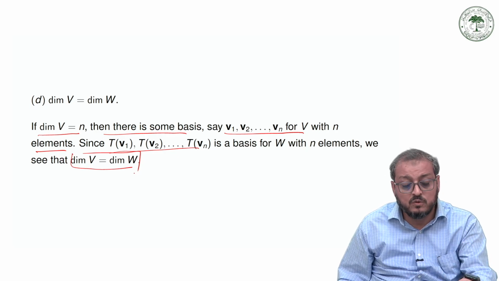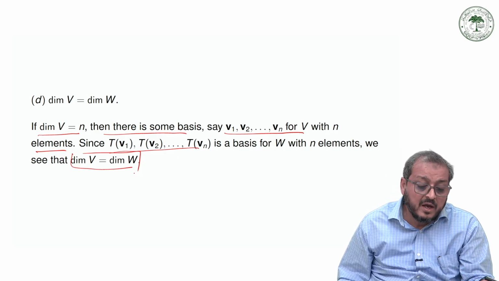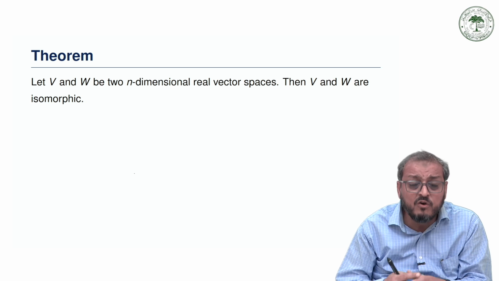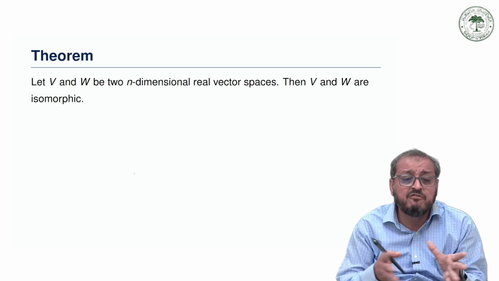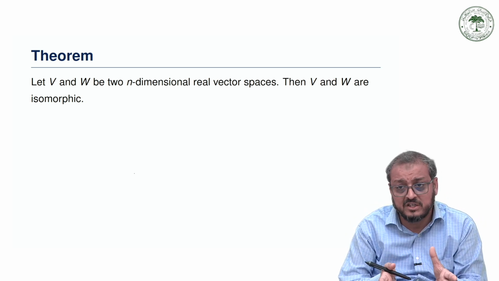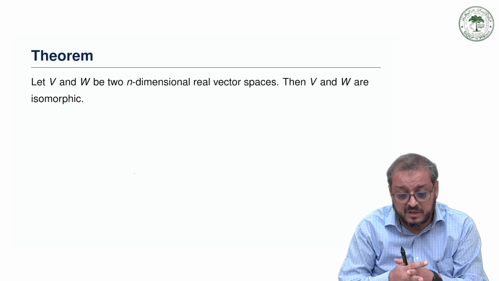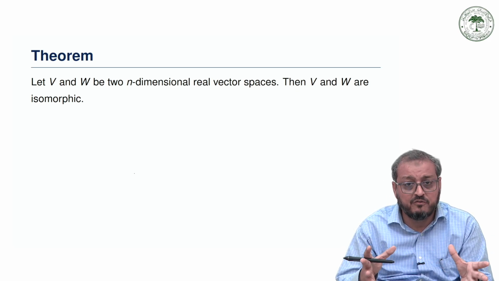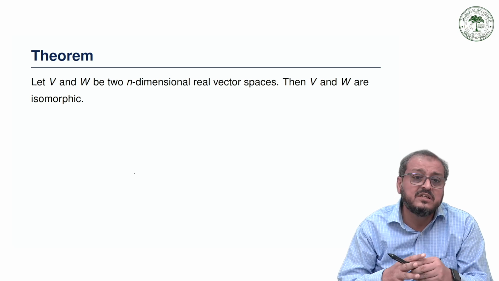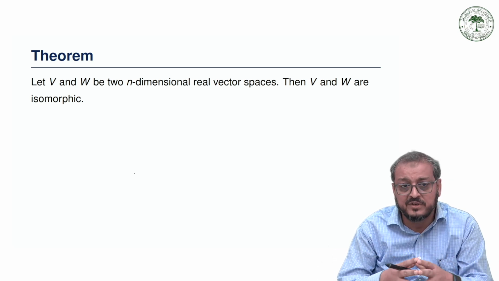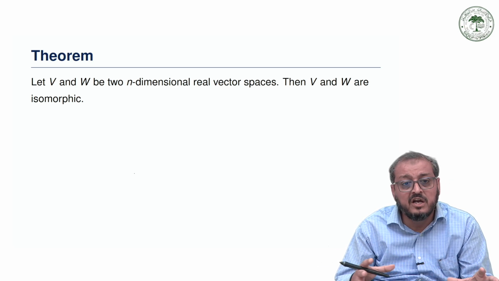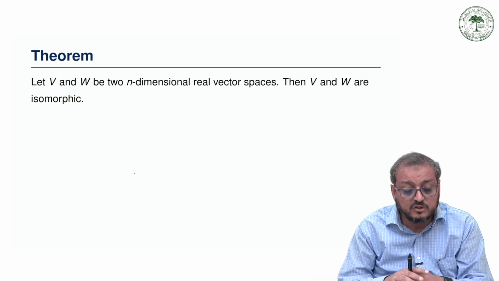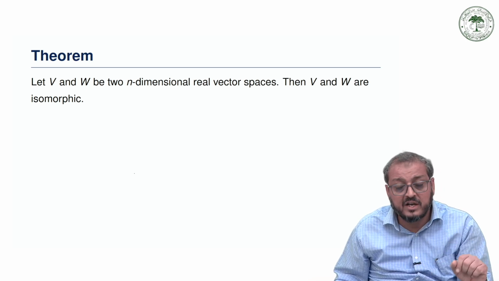Now we have to prove one more main theorem. This result says that if V and W are n-dimensional real vector spaces, then V and W are isomorphic. So, this means that if we have V and W as n-dimensional vector spaces, then V and W are isomorphic. First, we take V and W to be n-dimensional vector spaces.